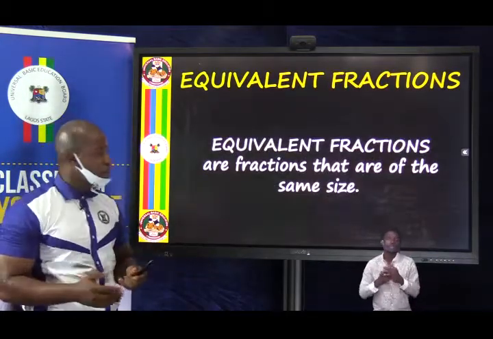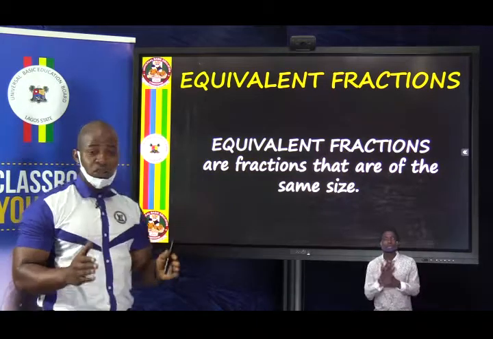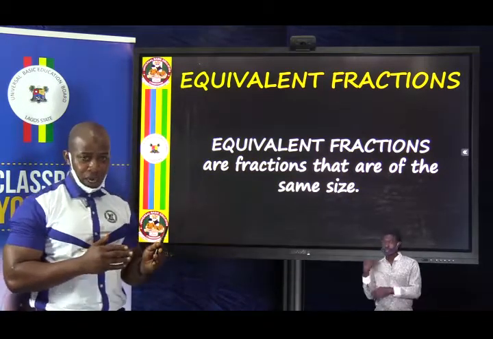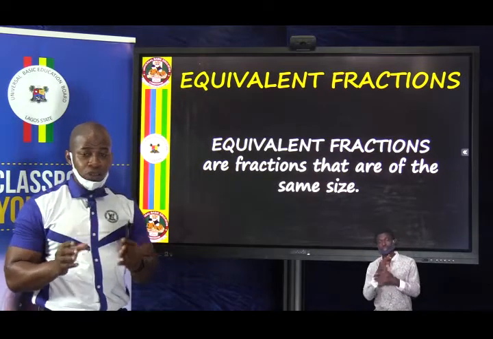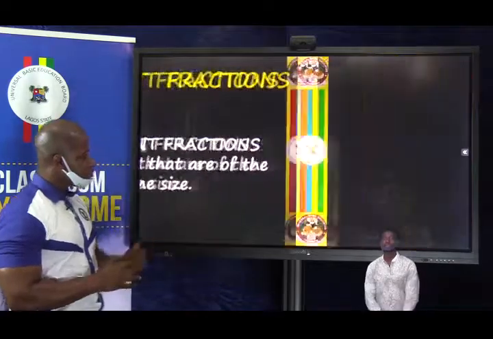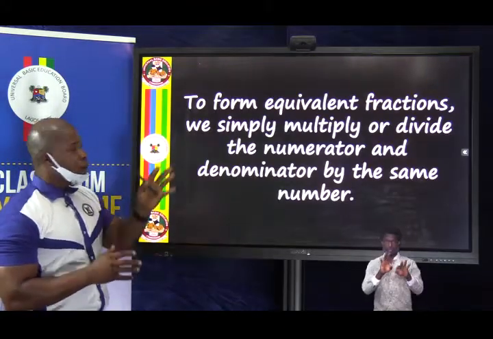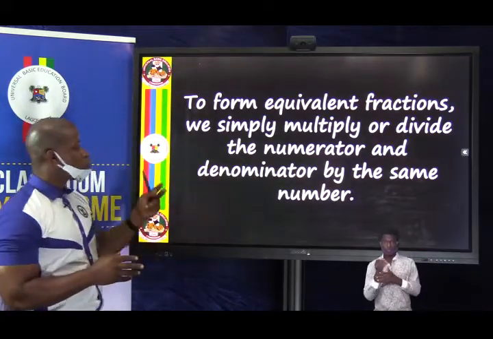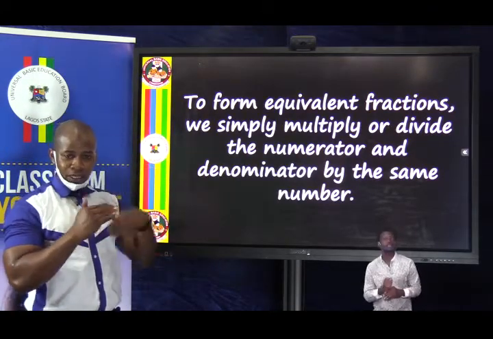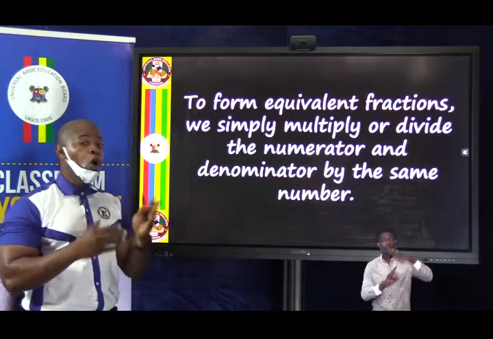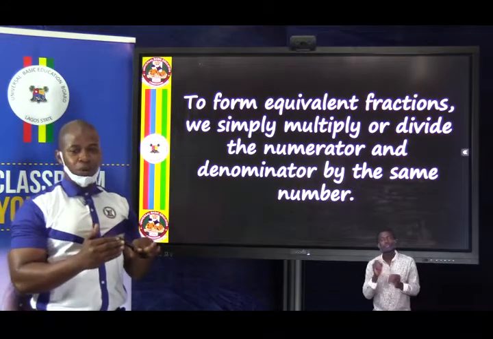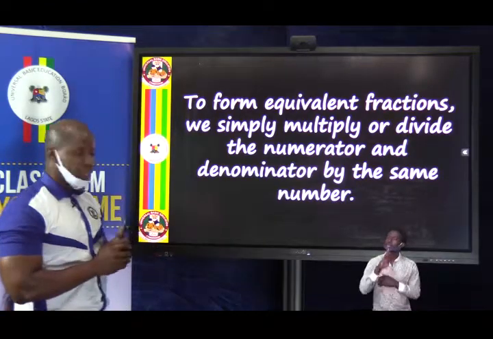What are they? Equivalent fractions are fractions that are of the same size as I have shown you in the previous slides. I'll take that again. Equivalent fractions are fractions that are of the same size. Now, to form equivalent fractions, all we have to do is to multiply the numerator of a fraction and the denominator by the same number, or we divide the numerator and the denominator by the same number.